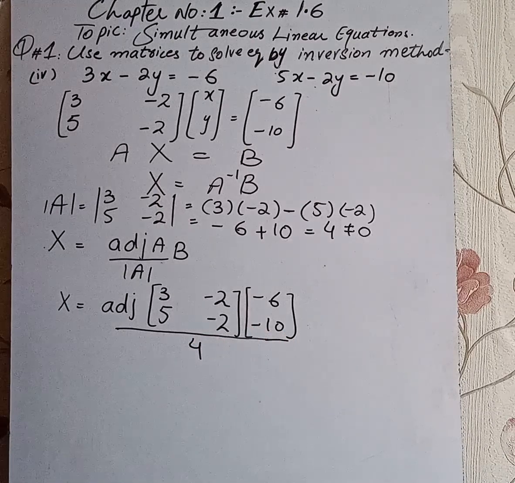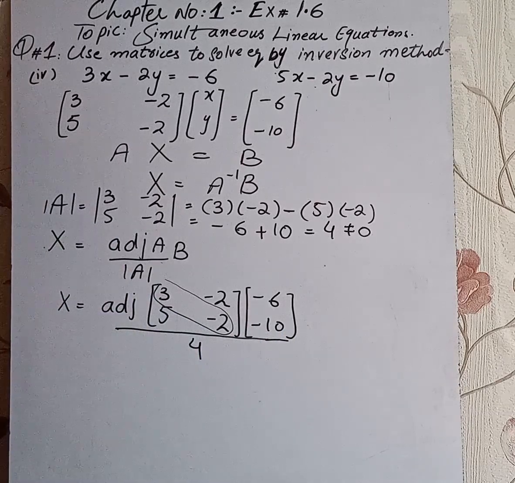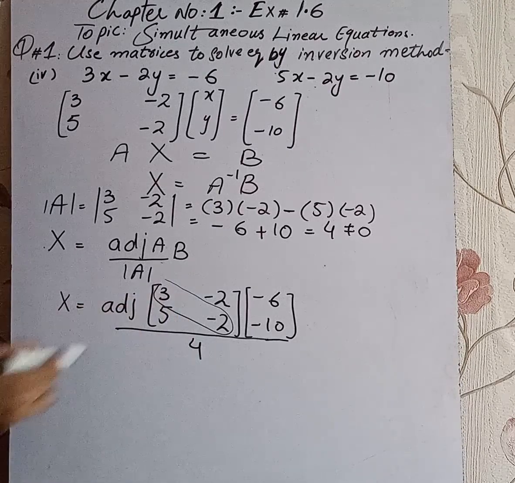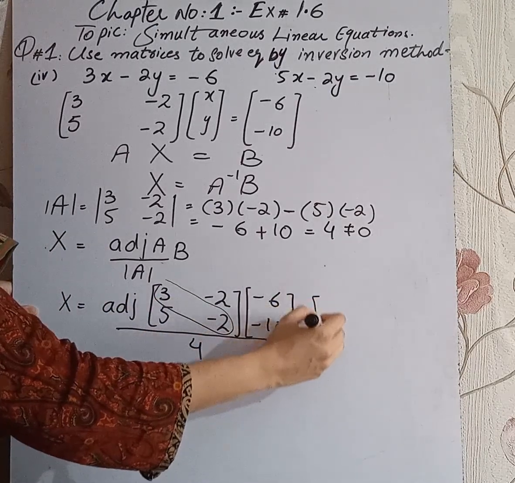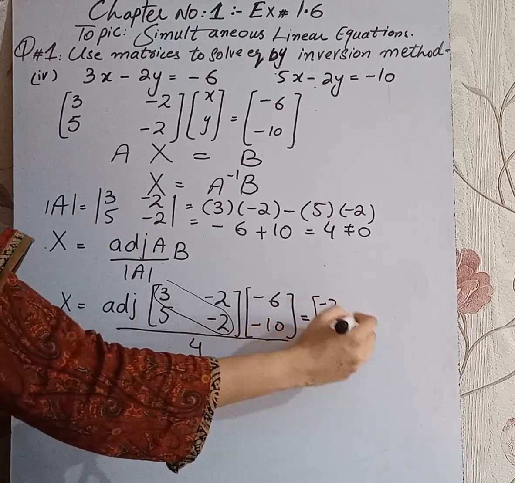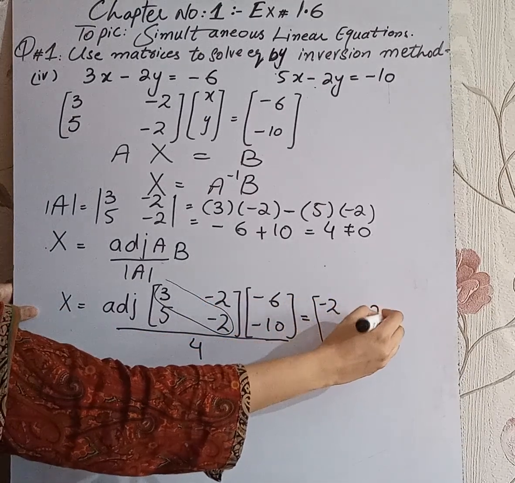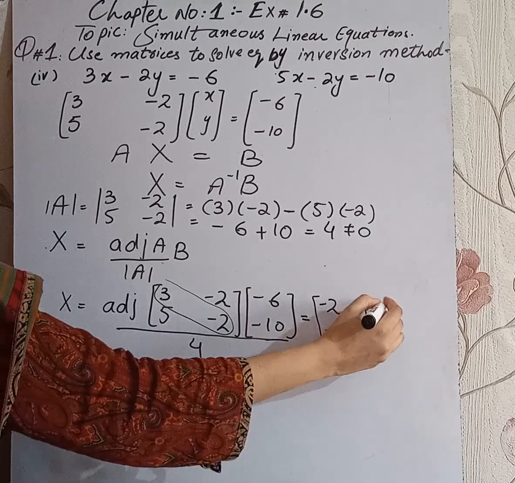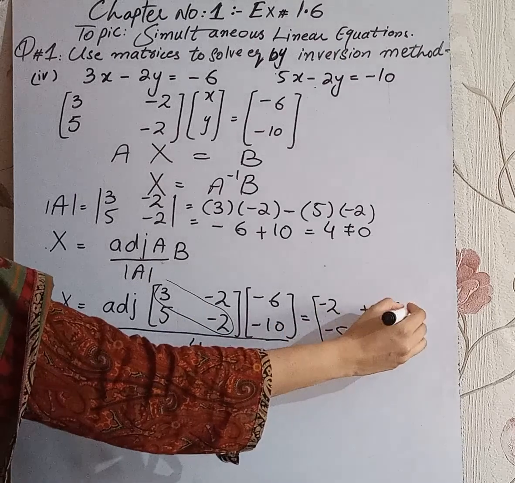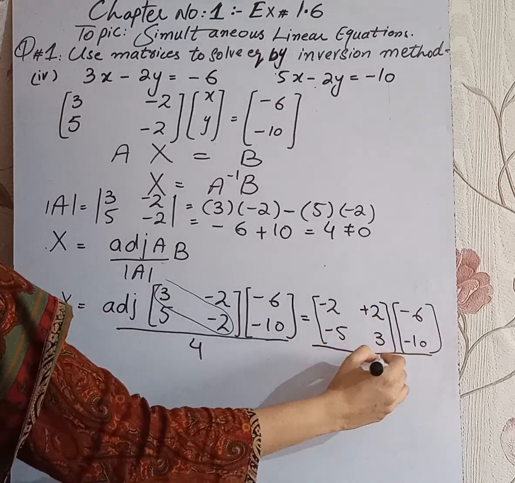Now I will find the adjoint of this matrix. For finding the adjoint, we will have to interchange the diagonal entries and change the sign of the other entries. Here the diagonal entries are 3 and minus 2. We will interchange them, meaning we will change the place. Here is minus 2, here there is 3. Minus 2 will be here, that is plus 2, and plus 5 is here, that is minus 5. This is now times minus 6, minus 10, divided by 4.